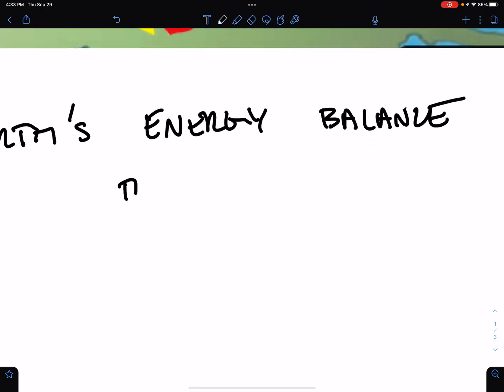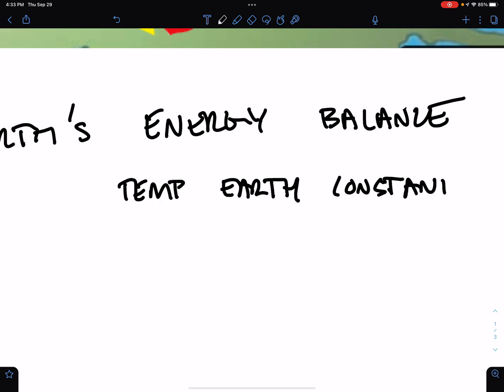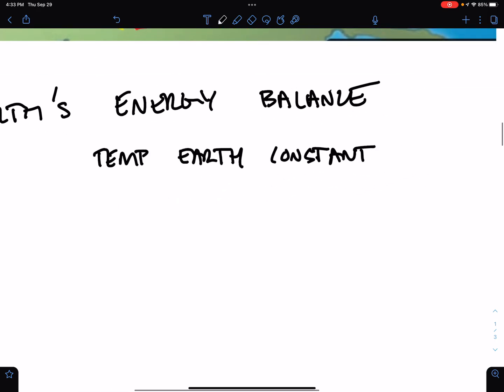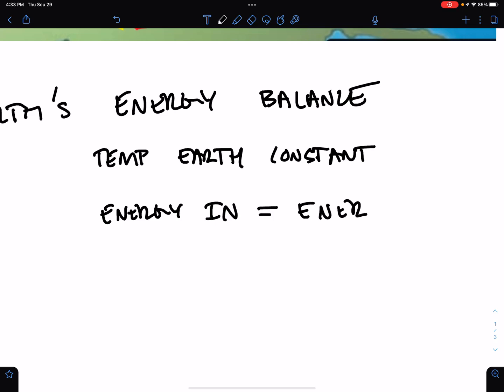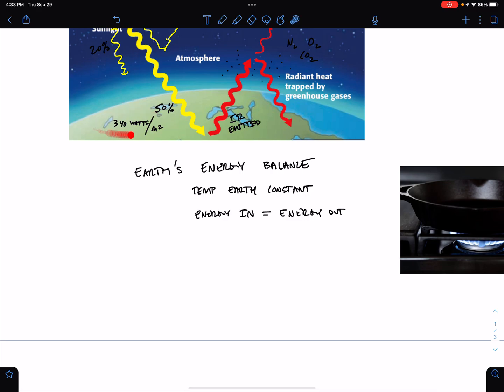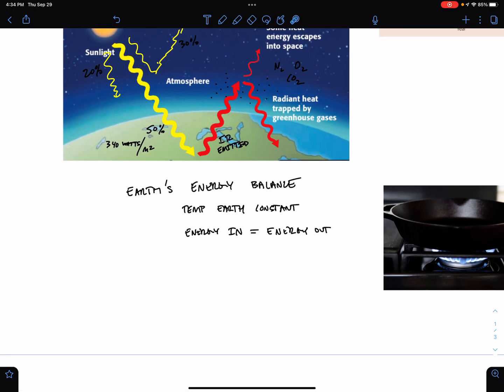If the temperature of the Earth is constant, this means energy in has to equal energy out. So we know that we have 340 watts per meter squared coming in, being absorbed by the Earth. And in order for the Earth to stay at a constant temperature, 340 watts per meter squared has to be re-emitted.